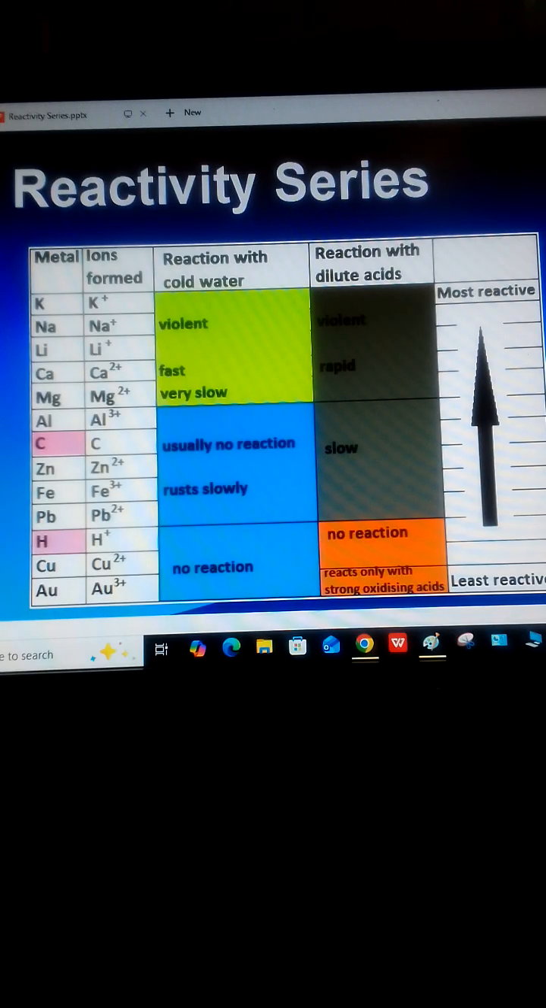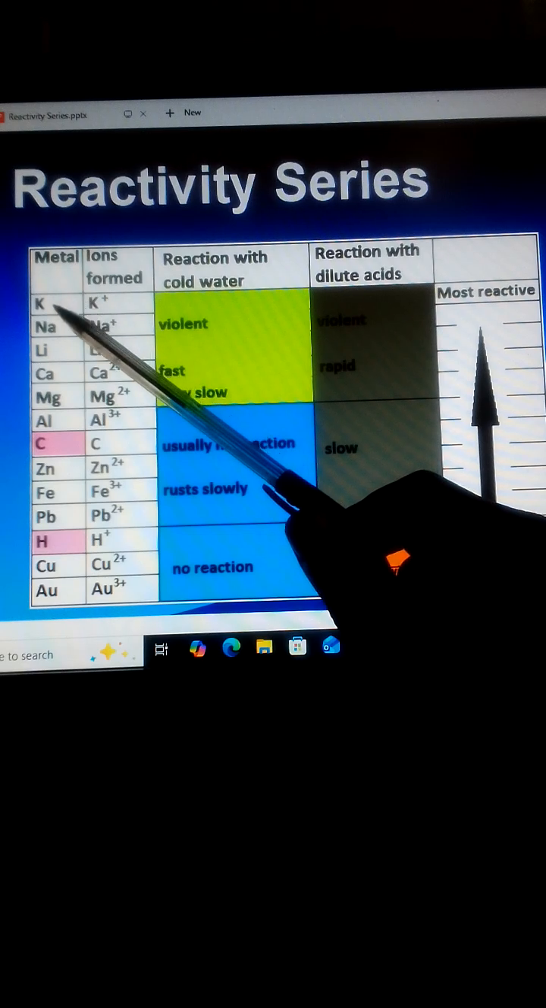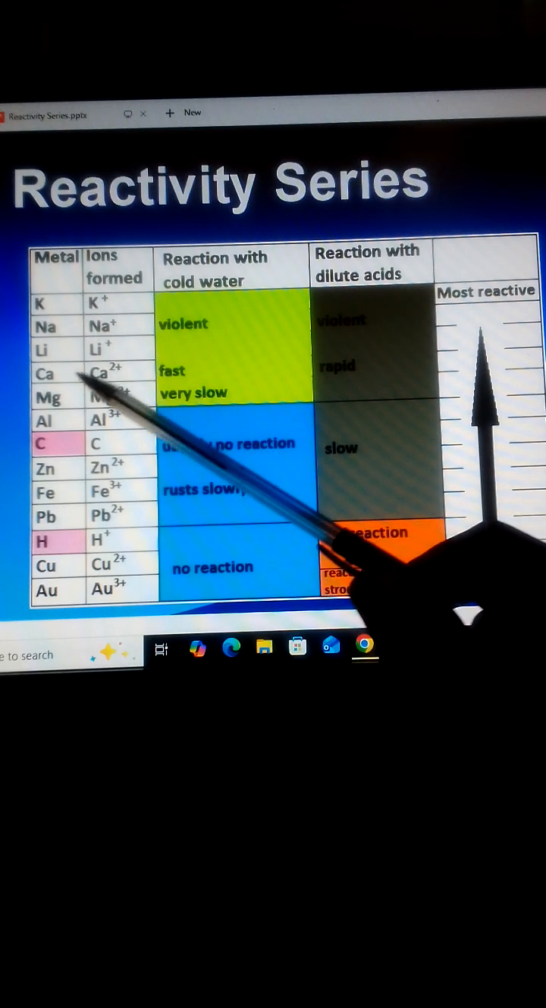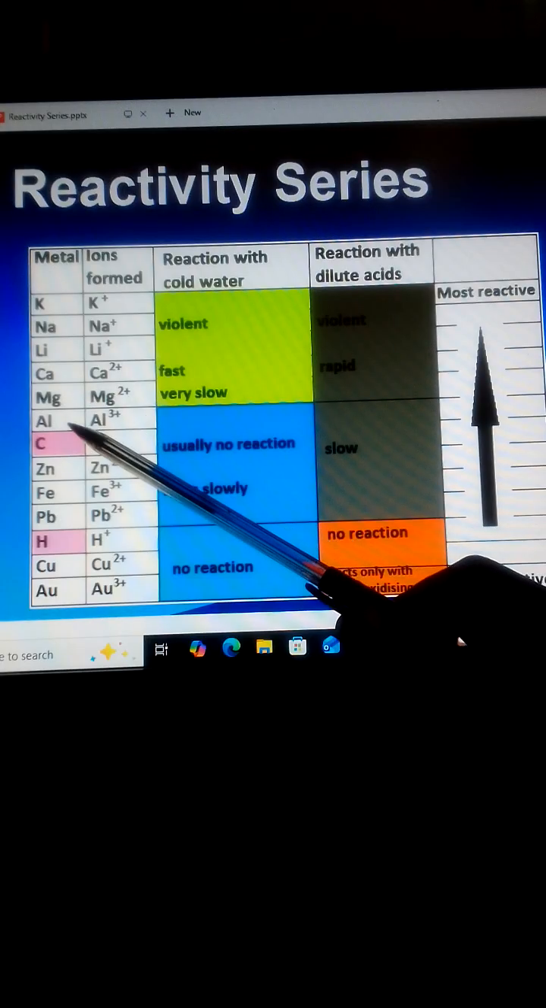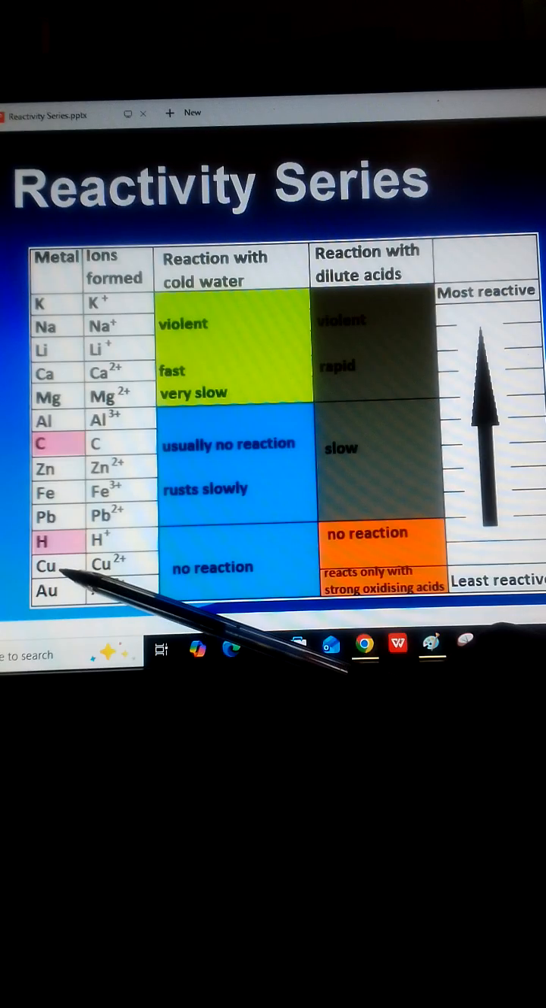My name is Samuel. In this video, I want to talk about the reactivity series in chemistry. The reactivity series is a chart that shows metals in order of decreasing reactivity. For example, in this chart, we have the following metals: potassium, sodium, lithium, calcium, magnesium, aluminium, zinc, iron, lead, copper, and gold.